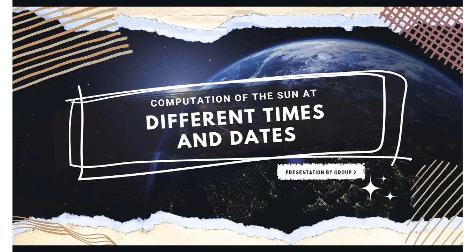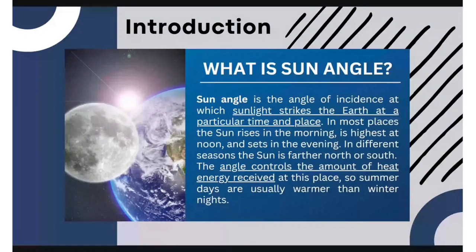reporter is Kristine Mae Cabarle. We start to learn how to calculate the sun angles of different times and date. What exactly is the sun angle? Sun angle is the angle of incidence at which sunlight strikes the earth at a particular time and place.